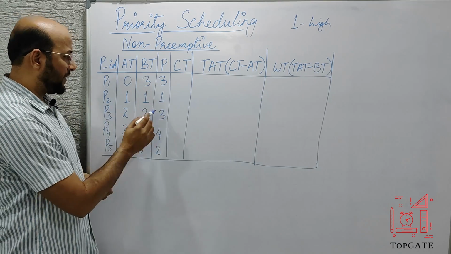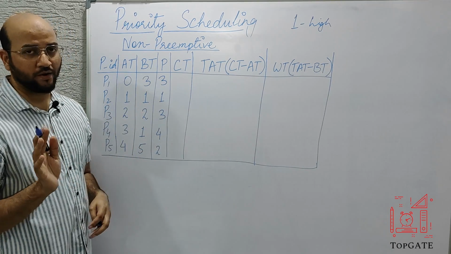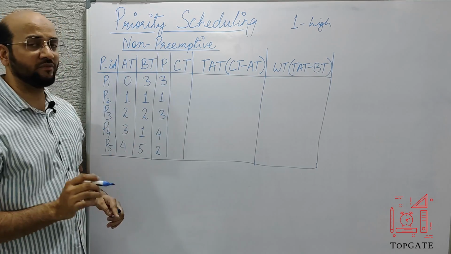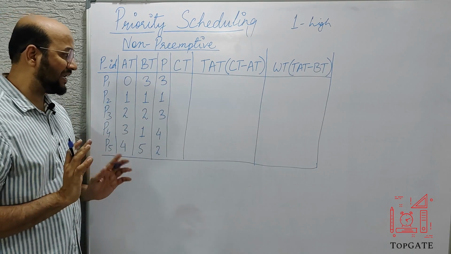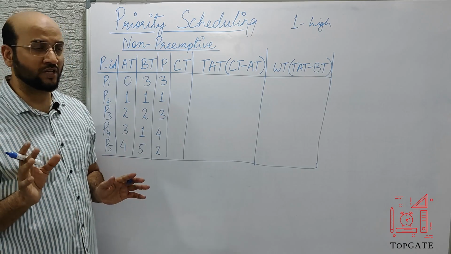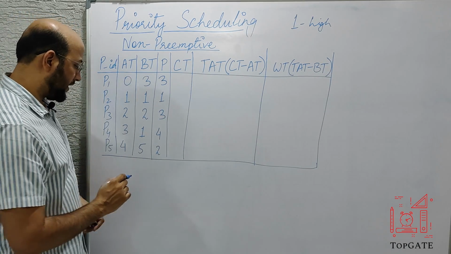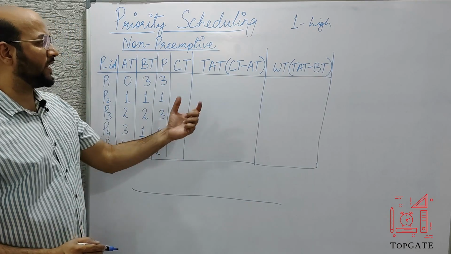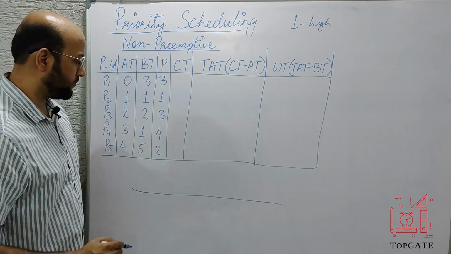As we can see, process P2 has the highest priority. Fine. And we are doing this problem with the non-preemptive approach. That is, if the process comes onto the CPU, it will not leave the CPU unless and until its work is completed. Clear? So let's quickly make the Gantt chart first, and if we make the Gantt chart correctly, we can calculate all these values very easily.